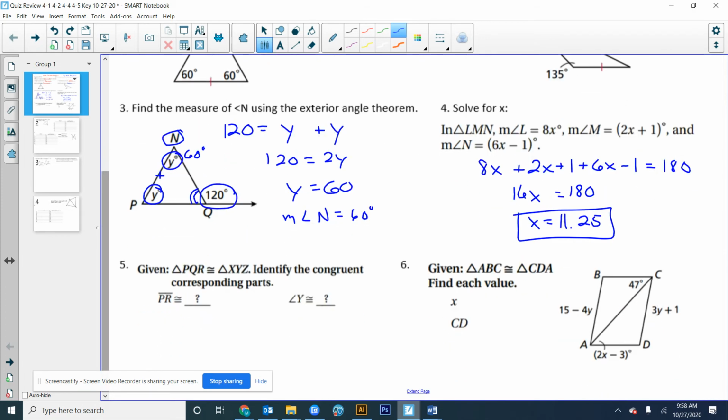All right, corresponding parts. Well, PR goes with XZ. Angle Y goes with angle Q.